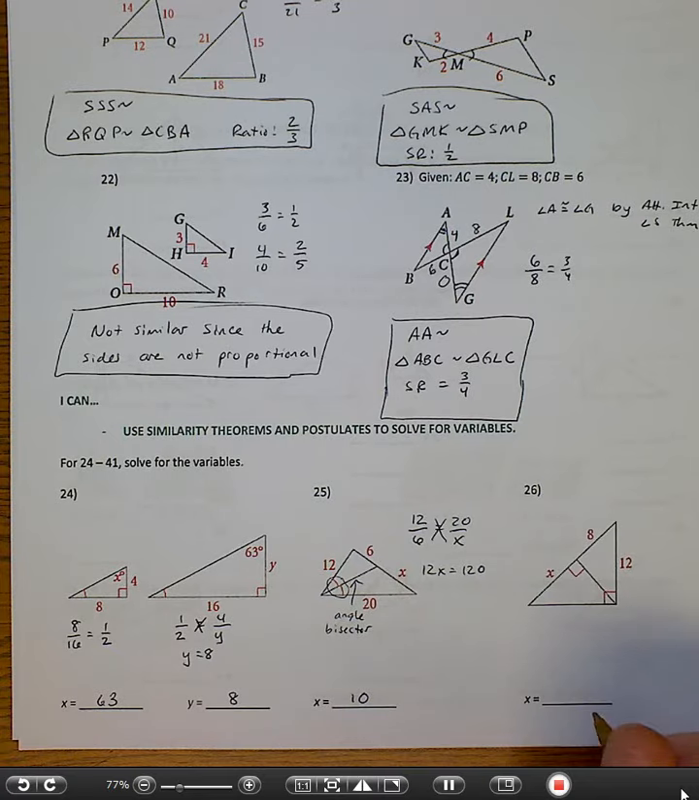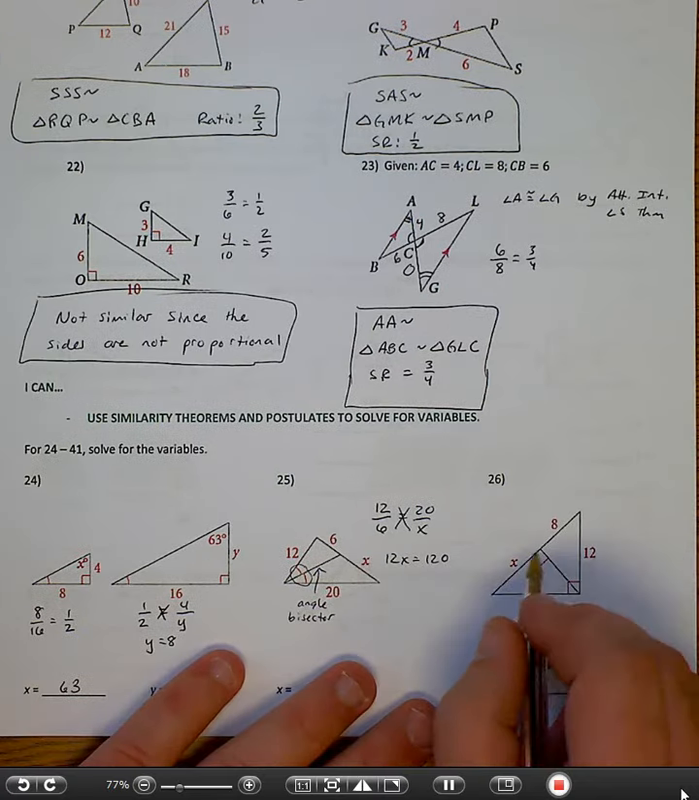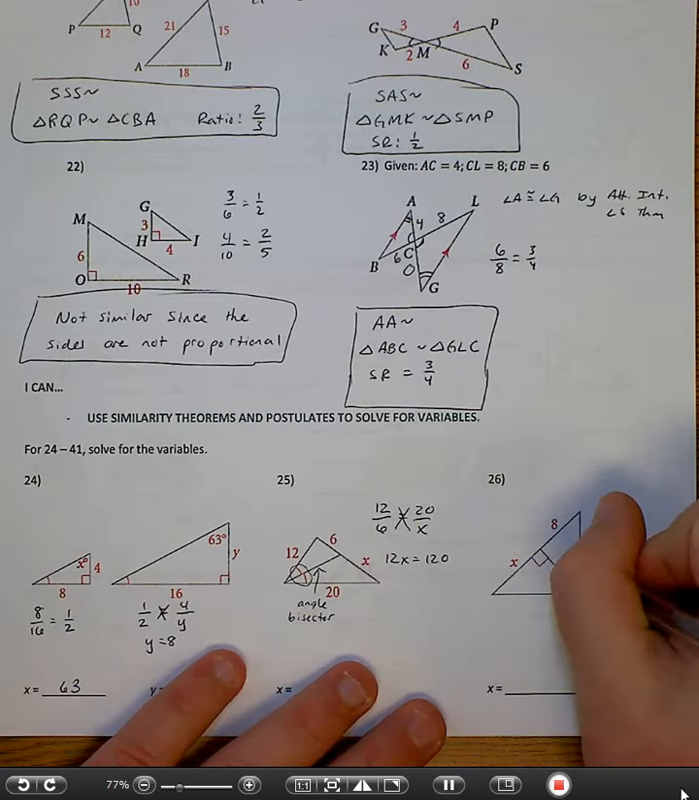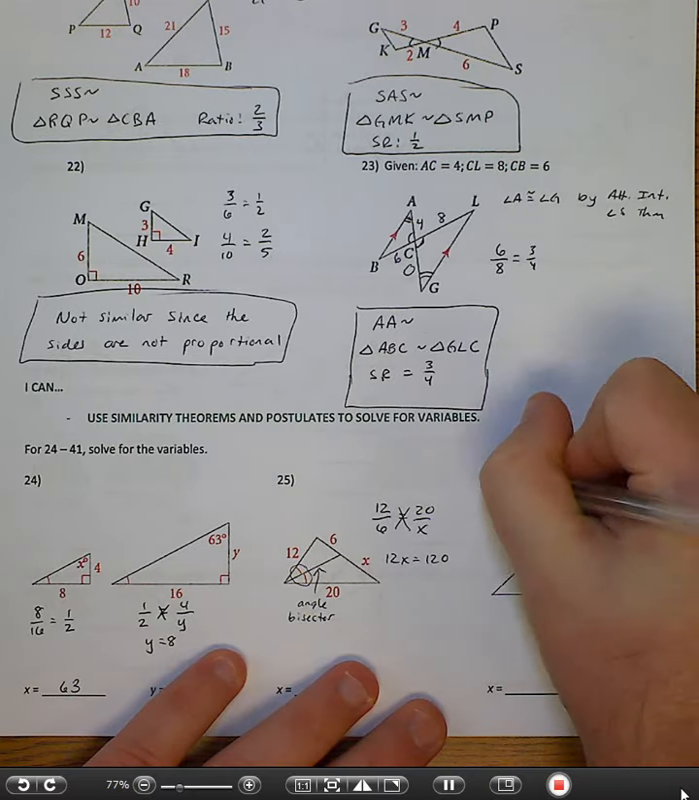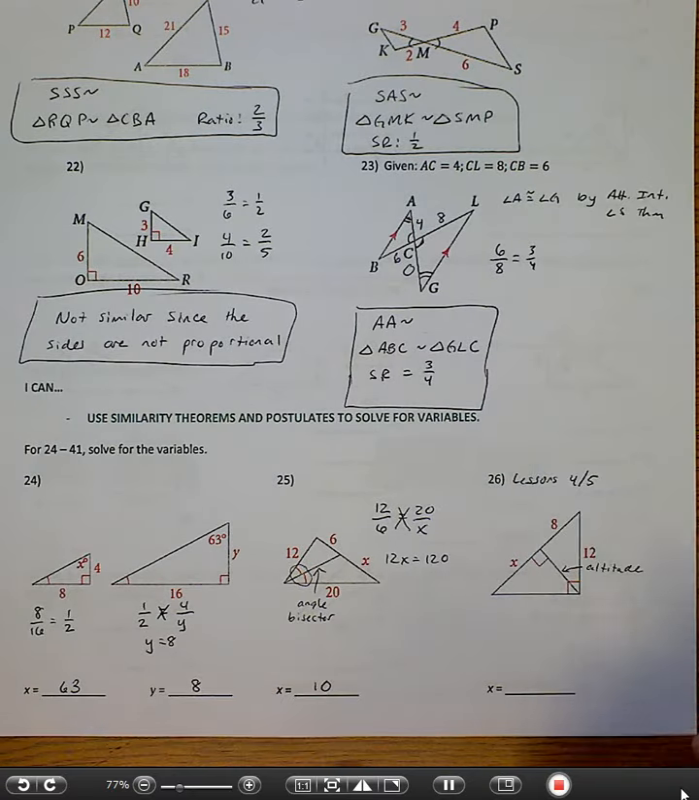Okay. I see a right angle here, and I see a right angle here. That means this is an altitude. And this is lessons 4 and 5, depending on how you like to do these. I'm going to use the shortcuts because I encourage the shortcuts. But if you want to separate and redraw these, go right ahead. Okay?